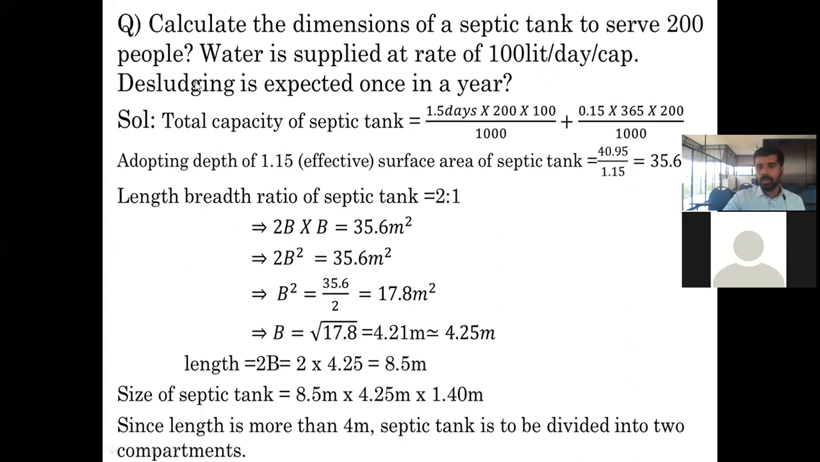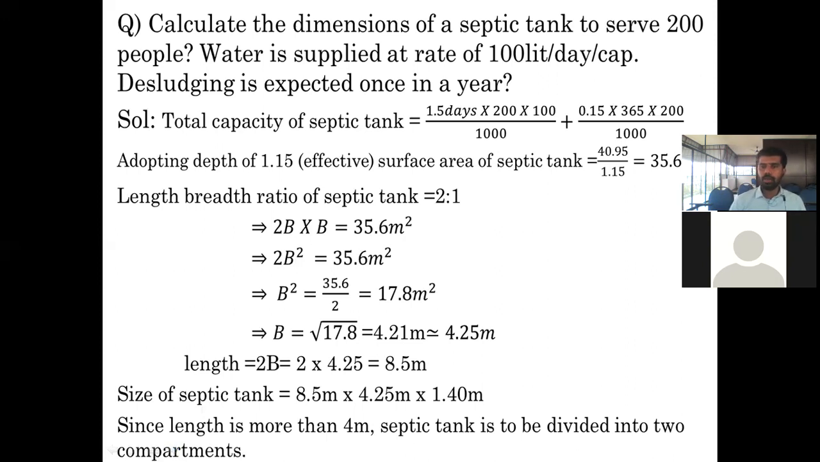So this height should be 1.45. Okay, height should be 1.45. And because the length is more than 4 meters, the septic tank is to be divided into 2 compartments. So you got the length, width and the height of the septic tank.